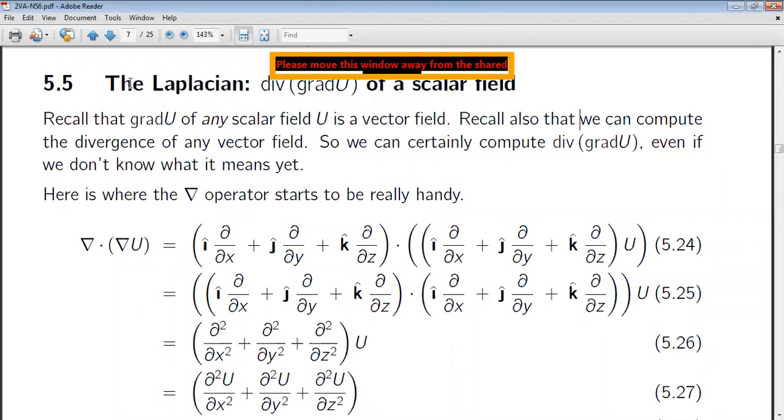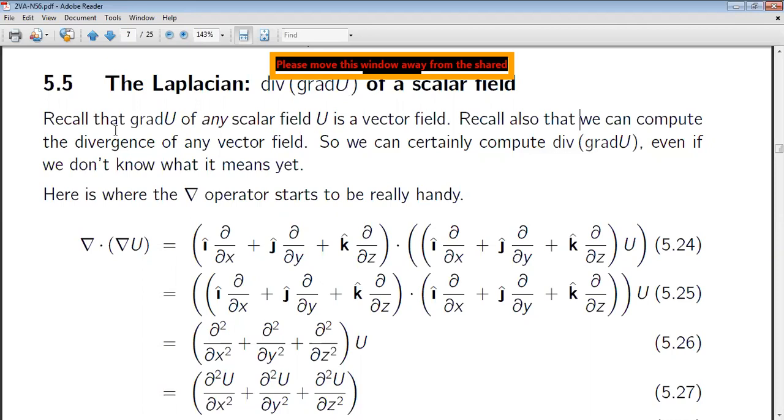So the Laplacian operator is nothing but the divergence of the gradient of u. What is u? u is a scalar point function. That means you will get the Laplacian operator after taking the gradient of the scalar point function and then take the divergence of that gradient of the scalar point function.